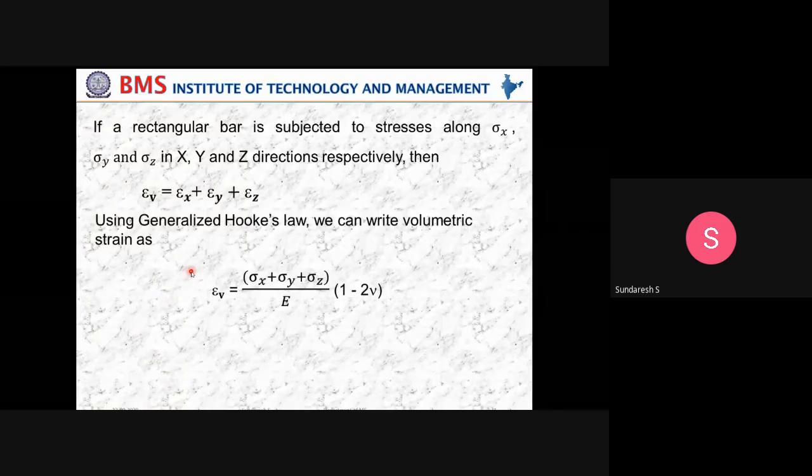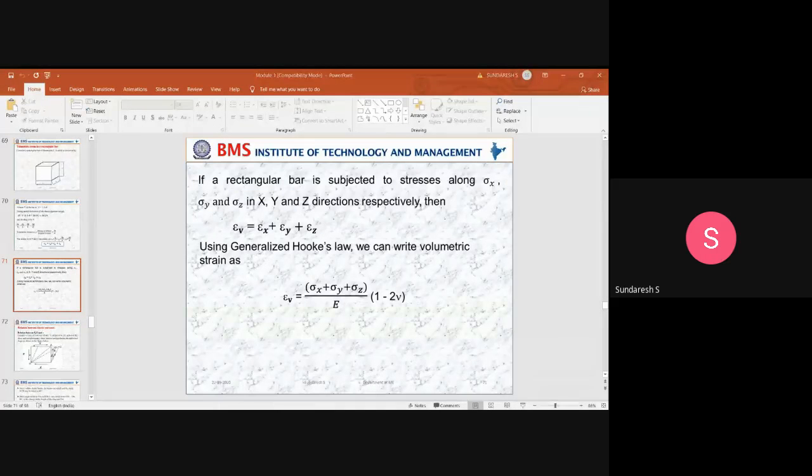Okay, right. Is it clear, my dear students? Any clarification? Is it clear, everybody? Yes, sir. Okay, right. So this is one important derivation that I was supposed to explain for you.